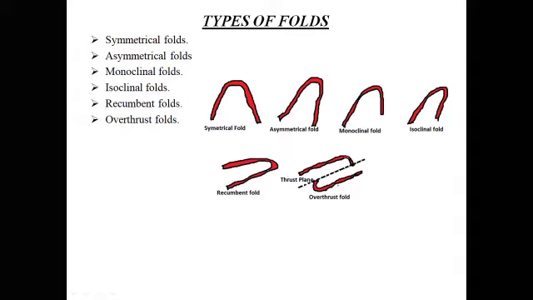Overthrust fold. In case of acute folding, the pressure of the compressional force is so great that a fracture occurs in the fold. Now here you can see this line, this thrust plane is a fracture in the fold. One side of the limb is pushed forward over the other limb along the thrust plane. Both the limbs, once they were together, this limb is supposed to be here, but due to the compressional force, this limb pushes forward, it has gone forward. So such type of folds are called overthrust folds.